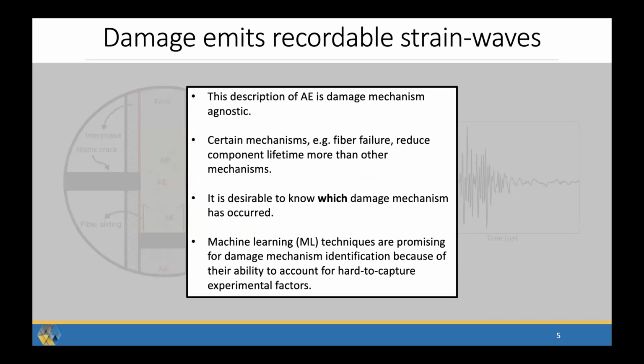And so the description that's given of AE is, oh, you capture the spectra. It's damage mechanism agnostic right now. We don't know which mechanism is creating this. And we do know that fiber failure is a big one, it reduces component lifetime a lot more than other mechanisms. And so we really want to know which one occurred.